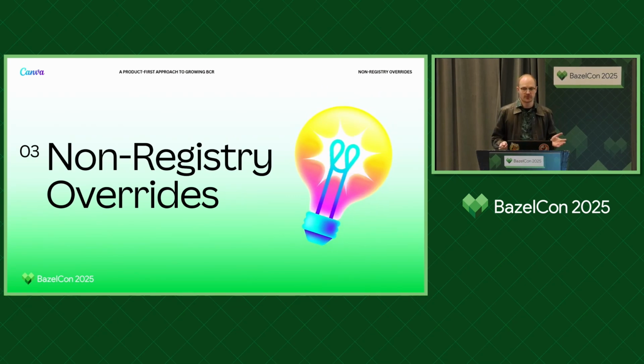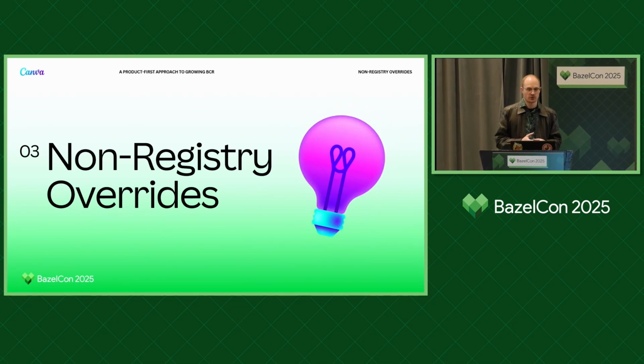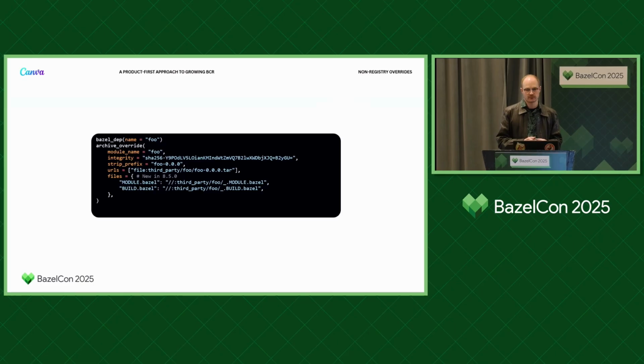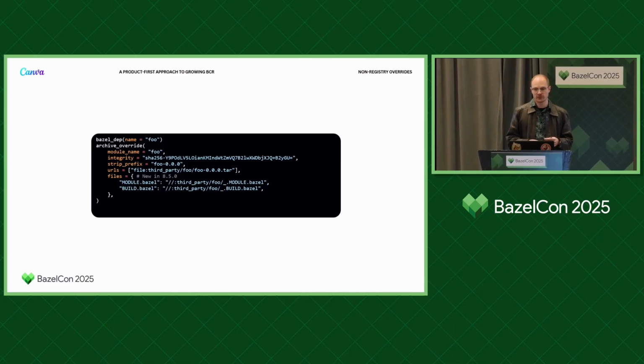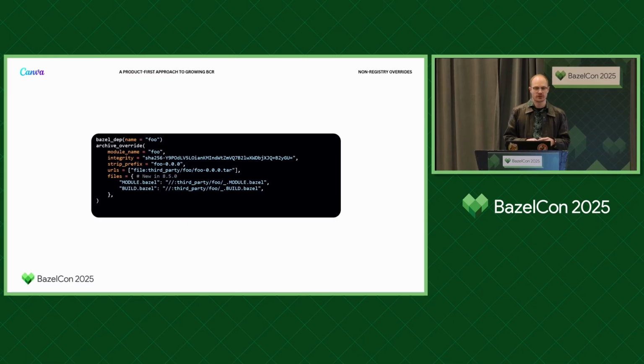I've covered the wrong way of doing things. Now onto the right way, non-registry overrides. This is a recommended approach. As of Bazel 8.5, it even supports the file overlay pattern available in registries.